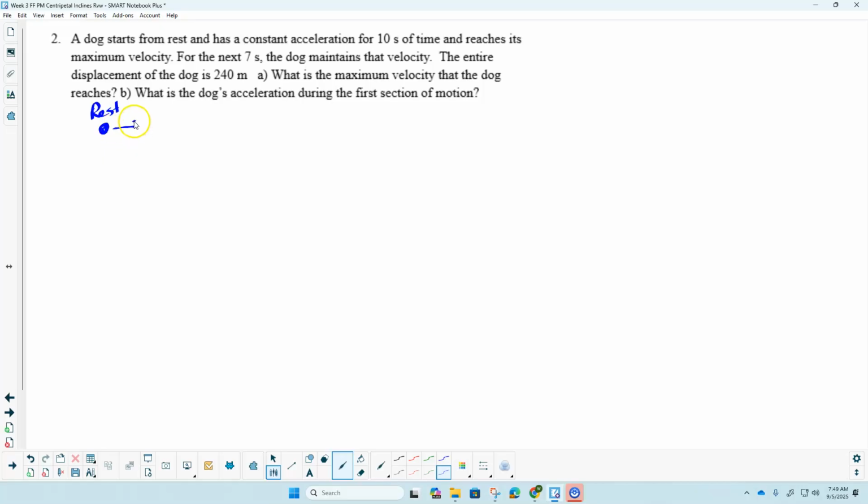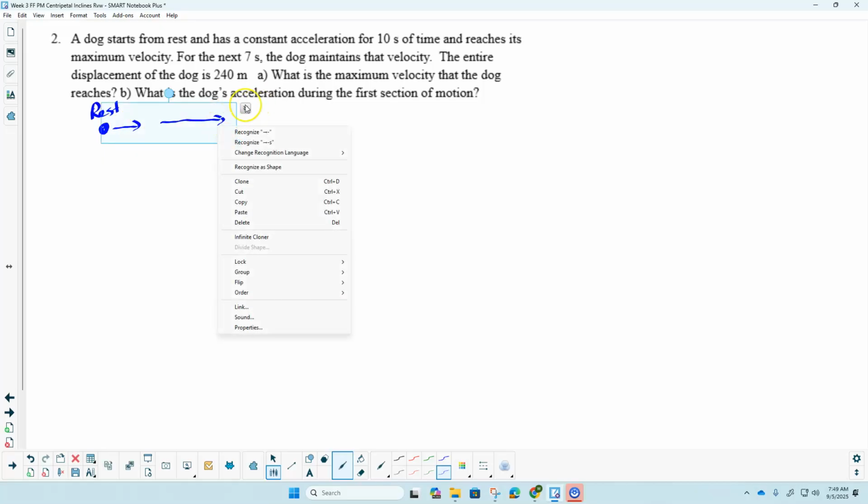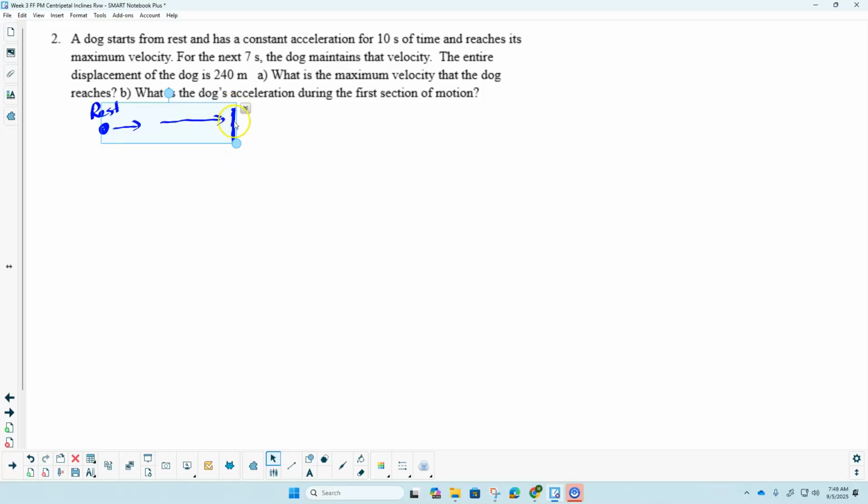Constantly accelerating means it's going to speed up as it moves. I'm just going to make this the 10-second mark. So this is 0 seconds, and at 10 seconds, it gets there and reaches some maximum velocity. It doesn't tell you that value. If it did, it would make the problem a lot easier.